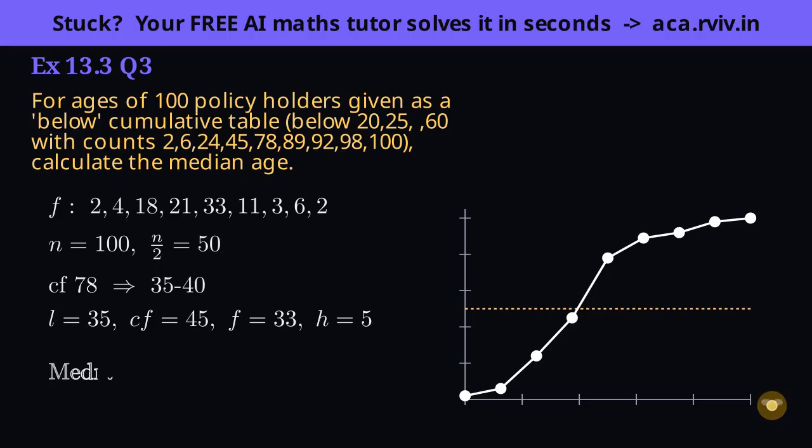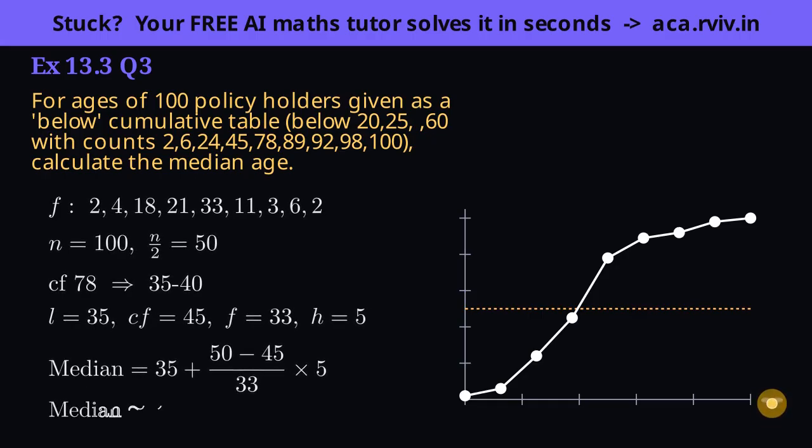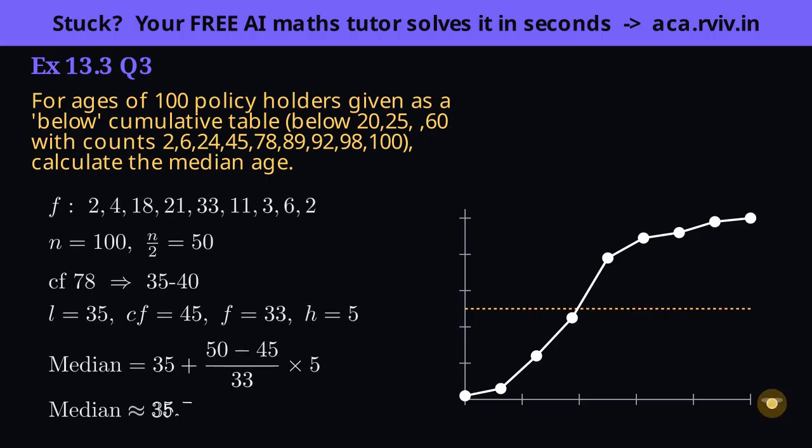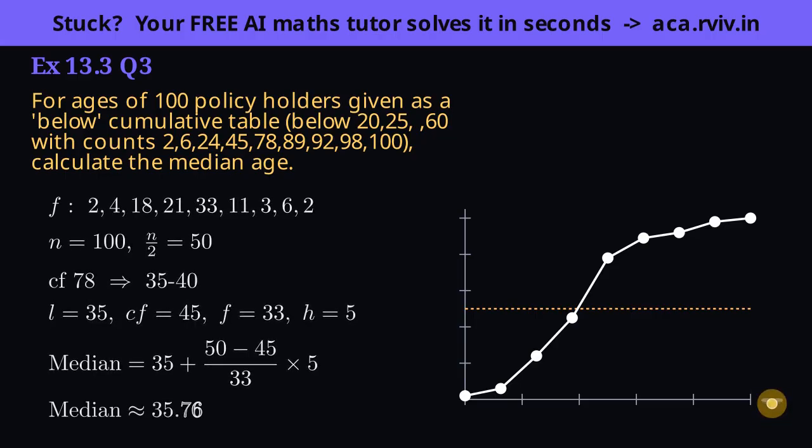Substitute. We need just 5 more of this class's 33 readings to reach the halfway mark, so we step only a small fraction in. 5 over 33 of the width 5 is about 0.76, so the median age is roughly 35.76 years.